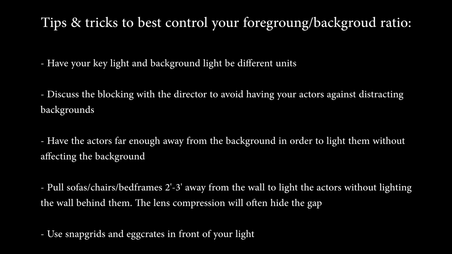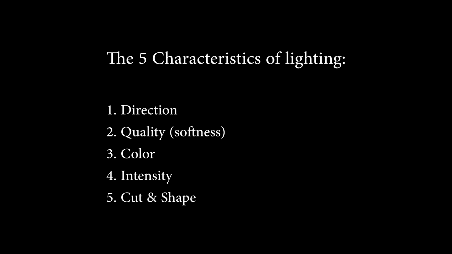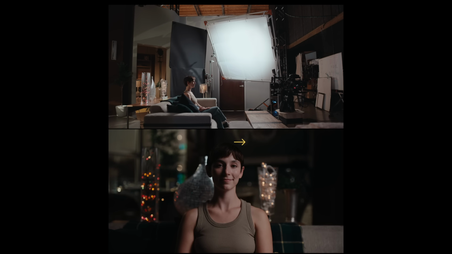And lastly, we have cut and shape. Once you've set the direction, softness, color, and intensity of your light, you can then shape it to your liking by using flags. Here's a few helpful tips. First, you can use a flag on the side of your key light, also known as a sider, to control the spill of your key on the background. This is very helpful when working with larger sources.